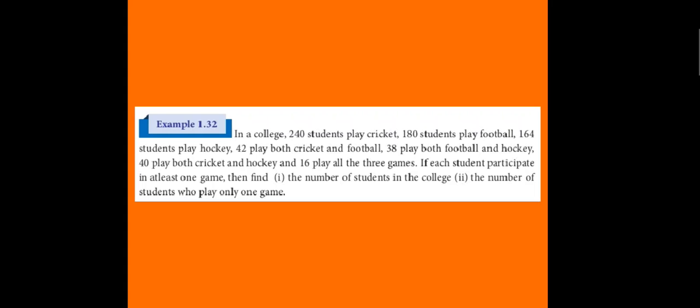In a college, 240 students play cricket, 180 students play football, 164 students play hockey, 42 play cricket and football, 38 play football and hockey, and 40 play both cricket and hockey. 16 students play all the three games. Then we should find the number of students in the college, and the number of students who play only one game, if all the students participate in at least one game.